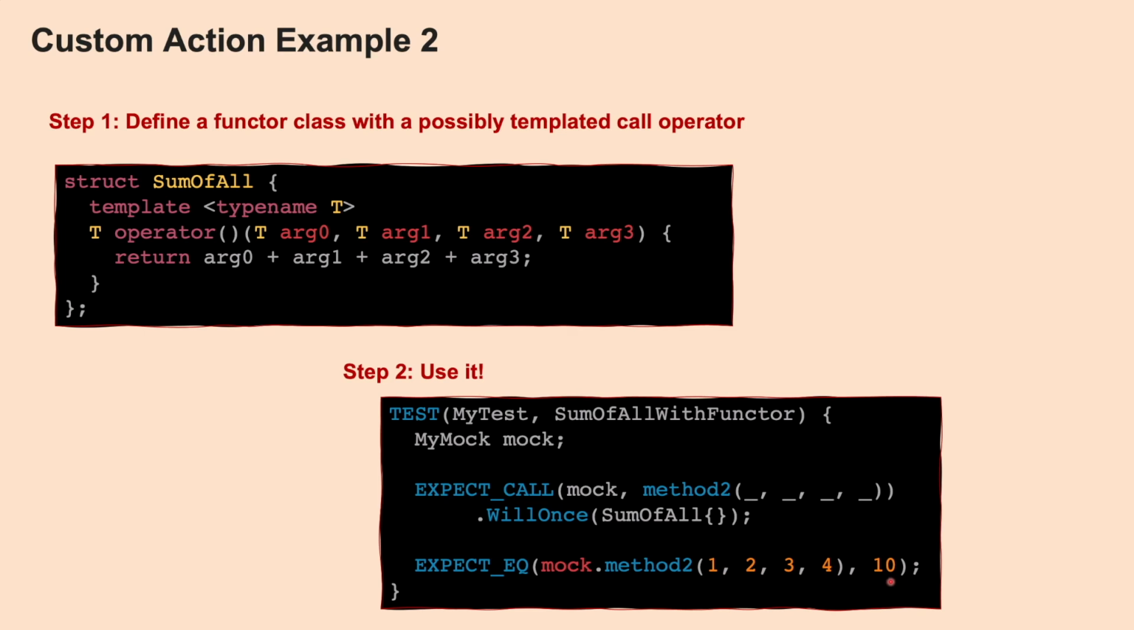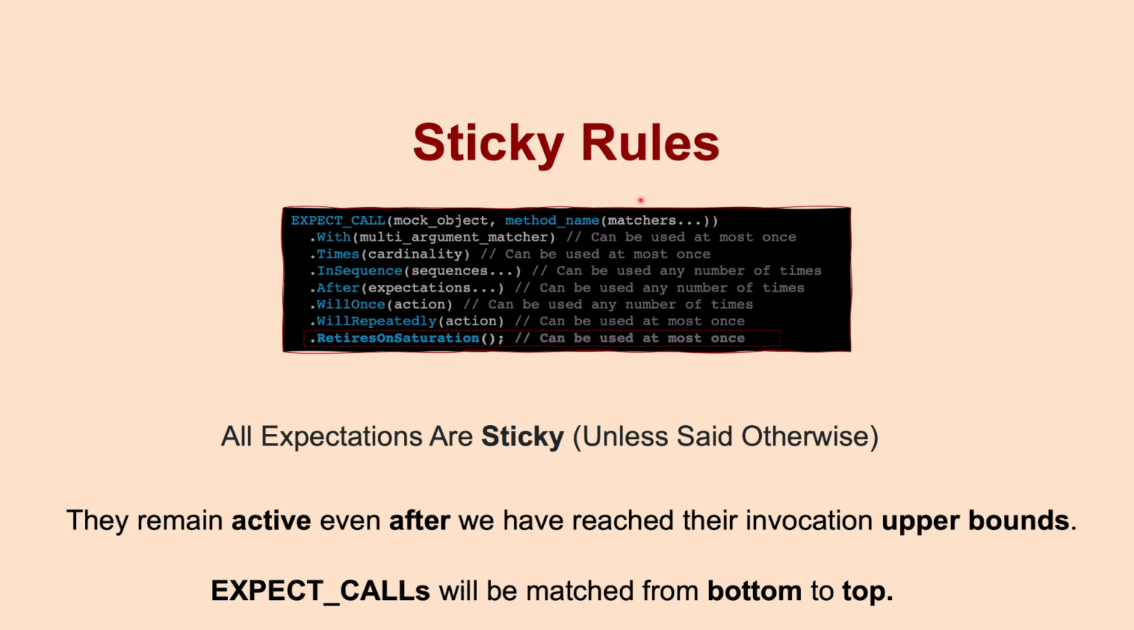Up next, sticky rules and retire on saturation. One thing that is probably a little bit different in GMock than other test platforms is that when you write expect calls, these rules will be sticky. That means if you call this function multiple times, all of your expect calls that specify anything about this function will still be active. And if you have multiple expect calls, GMock will try to match them from bottom to the top. What do I mean by this? Let's look at some examples.